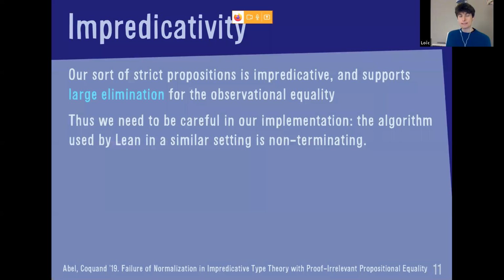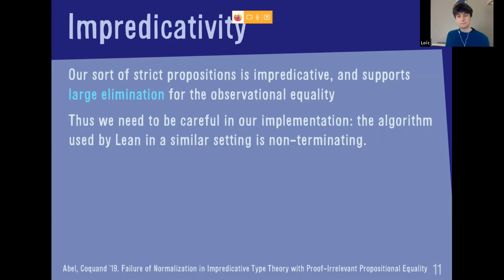Now, let us think a little bit about impredicativity, because when we think about it, we have an impredicative sort of strict propositions that contains the observational equality, but it supports with the cast operator large elimination for this observational equality. And this setting is very similar to what we have in Lean, because in Lean we have an inductive equality that lives in a universe of proof-irrelevant propositions.